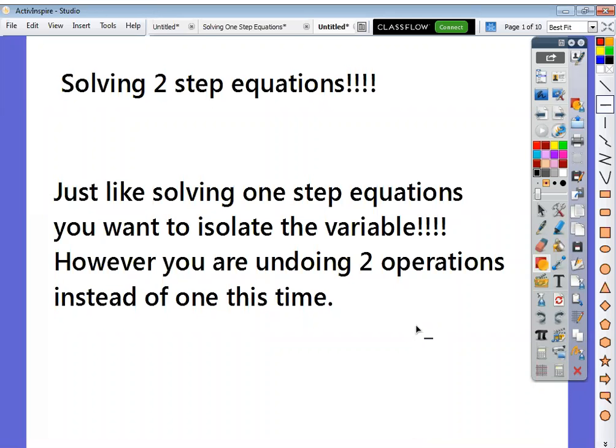All righty. Well, now that you guys are masters at solving one-step equations, let's move on to solving two-step equations. That's right. So just like solving one-step equations, you still have to isolate the variable. However, you now are undoing two, I repeat, two operations instead of one this time.